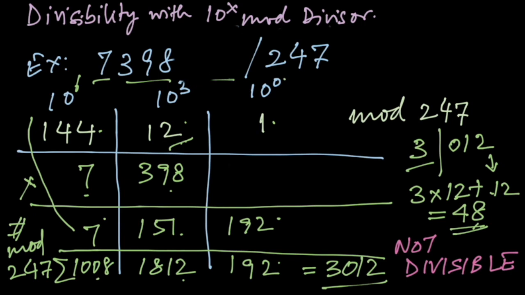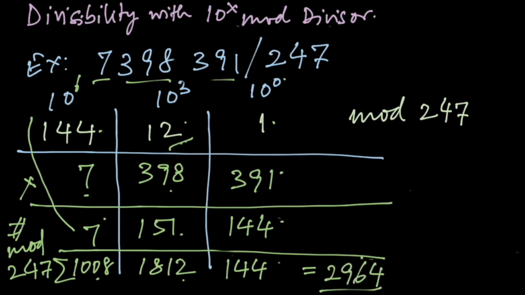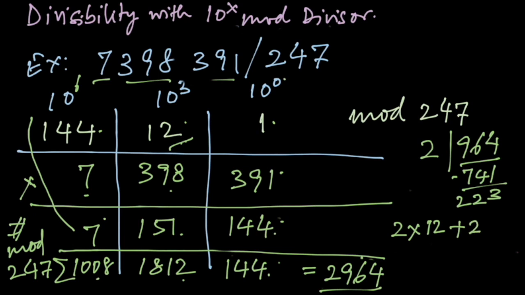Now let's change the number slightly and make it 391. So here it becomes 391, and here it becomes 144, because 391 divided by 247, the remainder will be 144, and 144 comes here. If we add, we get 2964, and if we divide 2964, we get 2 here and 964 here. If we find out the remainder, we get 223. So 2 times 12, 12 from here, plus 223 is 247. So this is divisible by 247.